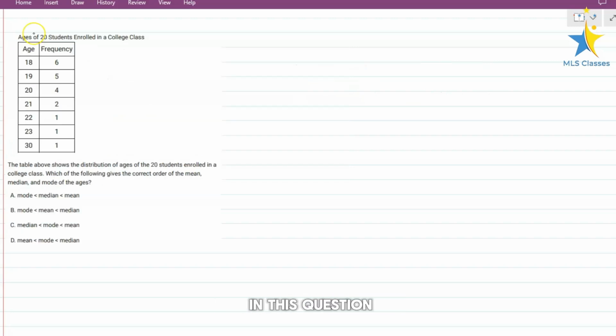Moving to next question. In this question it says age of 20 students enrolled in a college class, and the frequency is given. The table above shows the distribution of ages of the 20 students enrolled in a college class. Which of the following gives the correct order of the mean, median and mode of the ages? We know that the mode is the data value with the highest frequency. So for the data shown, the mode is 18. Mode will be equal to 18.